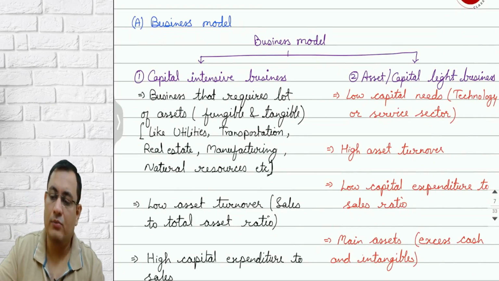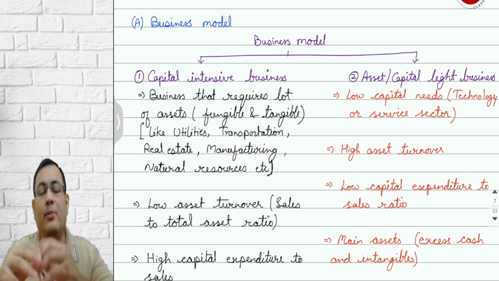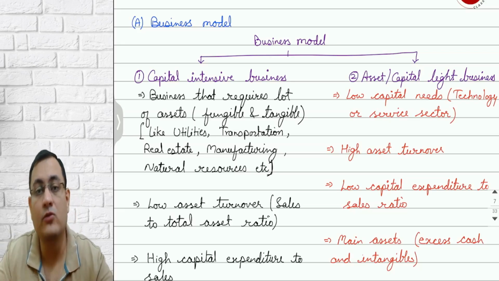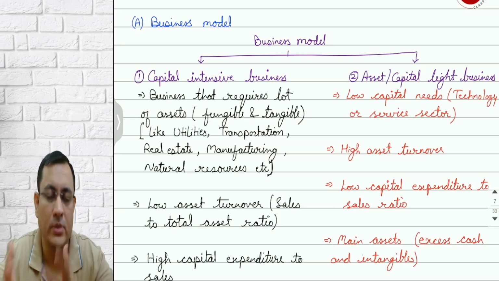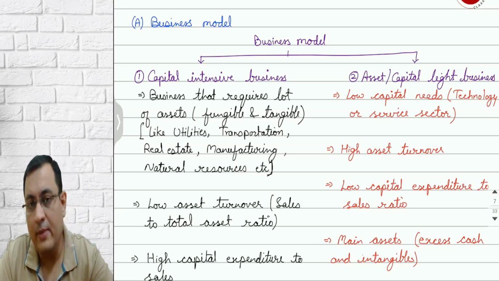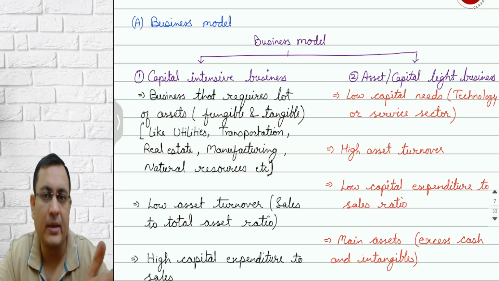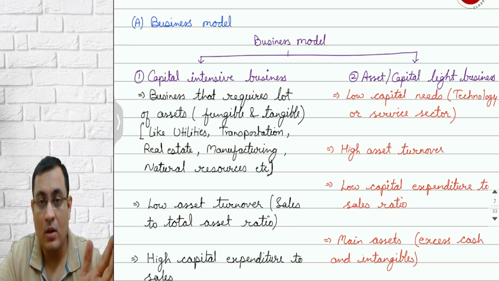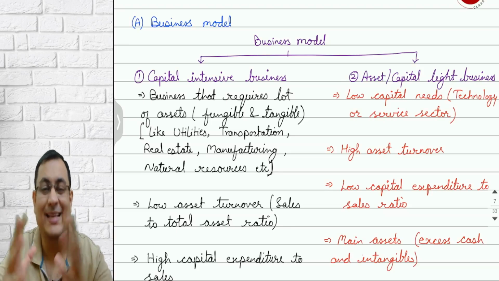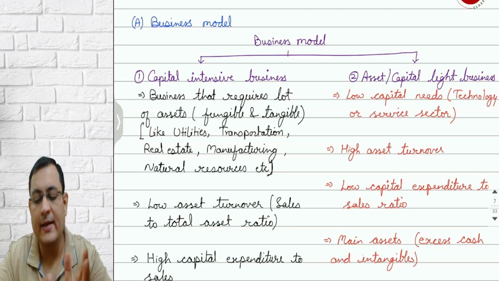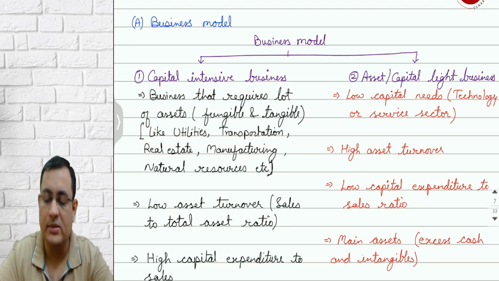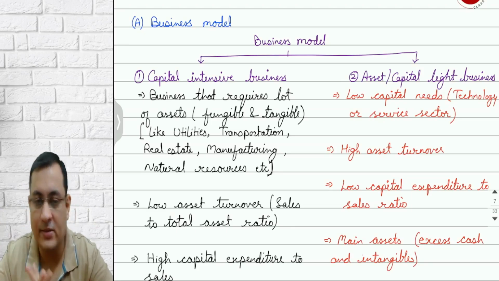Business model. Now, business model means what type of business you are running, what type of assets you need for your business. There are two types of business. Generally, one is called capital intensive business, where more fixed assets, tangible assets are required. Second is asset or capital light business: service sectors, teachers.